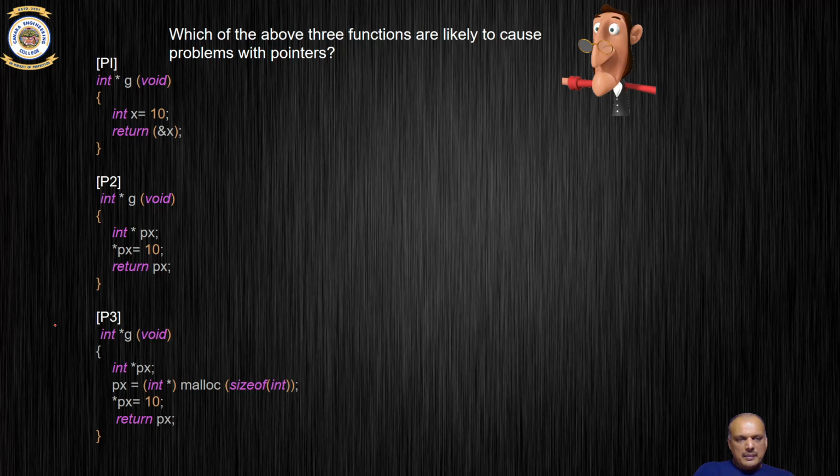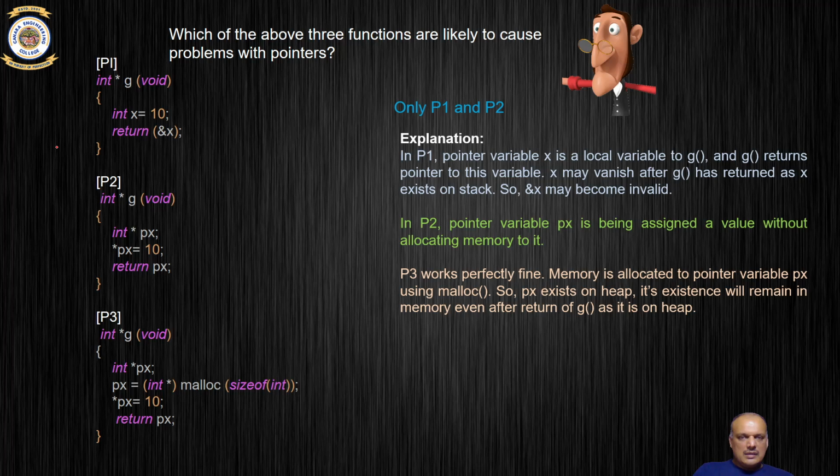Of the below three functions, not the above, of the below three functions p1, p2, p3, which are the two which are likely to cause problems? Just have a look at this code. Which is the one function, or two, or all three which are likely to cause a problem? The question is only p1 and p2.